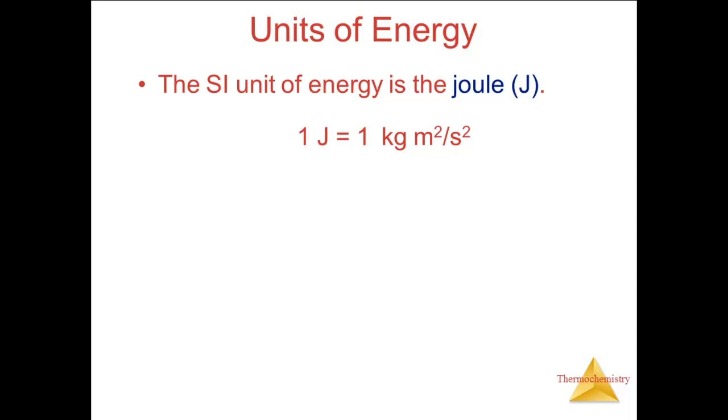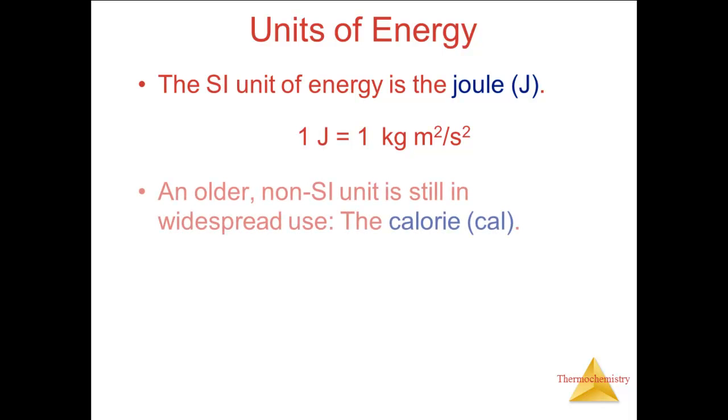The official SI unit of energy is the joule, the units of which are kilogram meter squared per second squared. 1 joule is the energy an object of mass 1 kilogram has when moving at a speed of 1 meter per second. An older, now no longer official unit of energy is the calorie. The calorie was defined as the energy needed to raise the temperature of 1 gram of water by 1 degree Celsius. 1 calorie equals 4.184 joules.